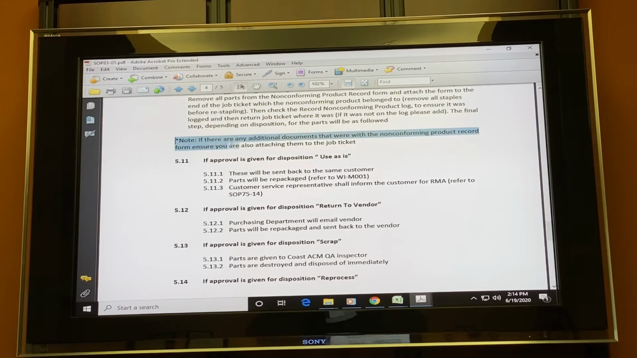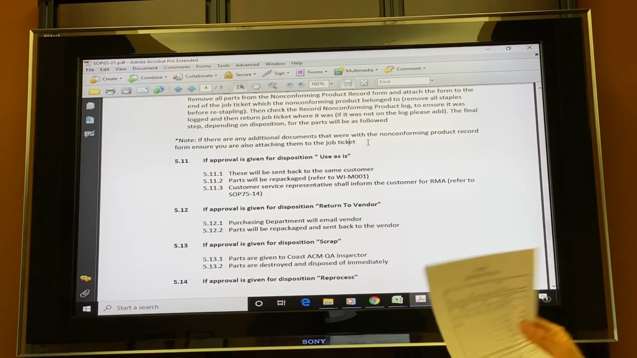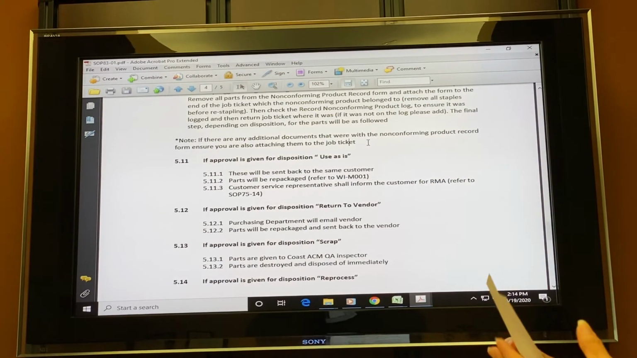So it has a little note here that's saying pretty much, these are for customer returns only as well. So when there's a customer return, sometimes they send extra documents with their return, sometimes they don't. There was one, I think it was for Moog, where there was like 5 pages that they sent along with it. So what you just need to do is, when you staple this to the job traveler, you want to staple those extra documents with it as well.